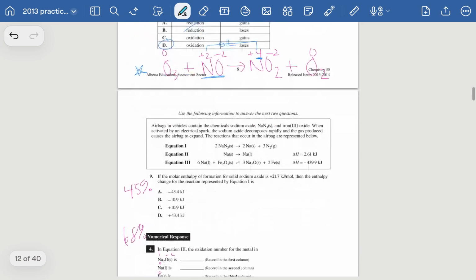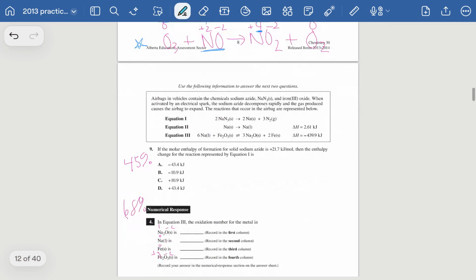Okay, so moving on to question number 9. I know that in my class we have used this question before, and it usually, again, stumps people, so just be careful for what it's asking. So it's asking for the molar enthalpy of formation of solid sodium azide, which we see is up here.